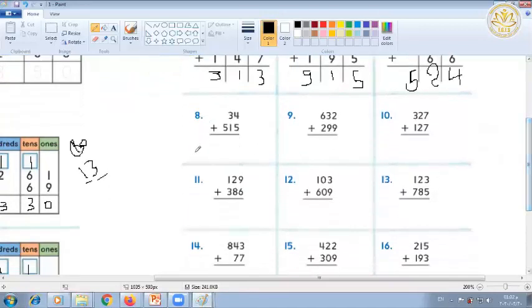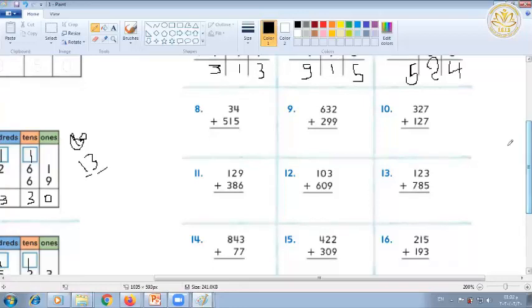Let's go to number 8. Here the first number is 34 plus 550. As we said before, in addition it's fine to add the small number first or the big number first. Both of them are fine. I can start with whatever number. Only addition. The subtraction is different.